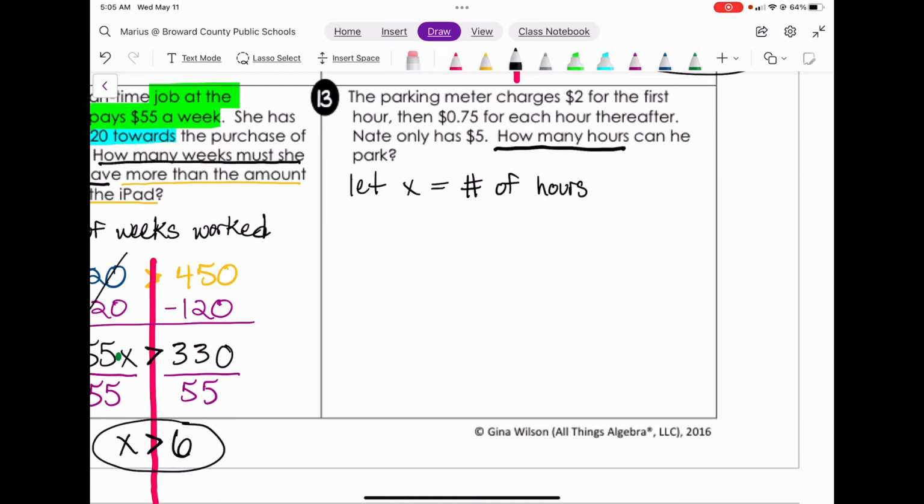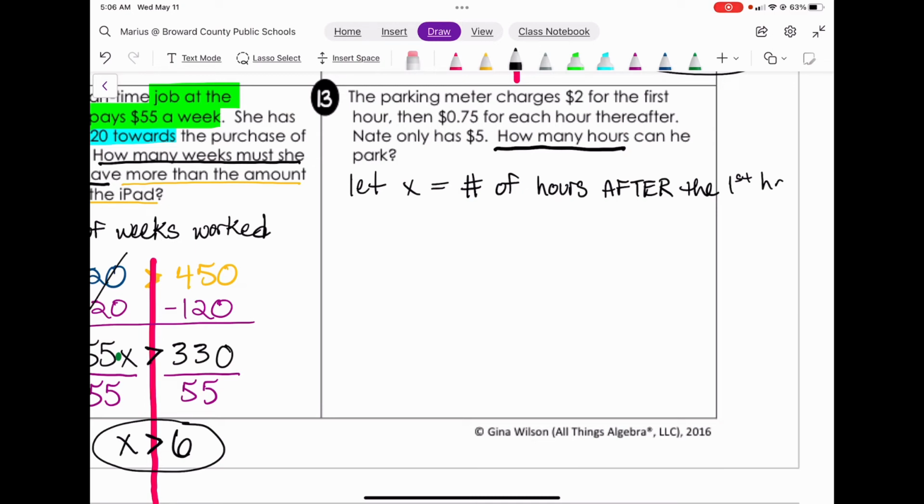after the first hour, because for the first hour, the rate is the same. It's just $2. And then it says it's 75 cents for each hour after that. So we're going to say the number of hours after the first hour. We have to be specific there. I know that's a lot, but it's not just the number of hours, it's the number of hours after the first hour. Okay?